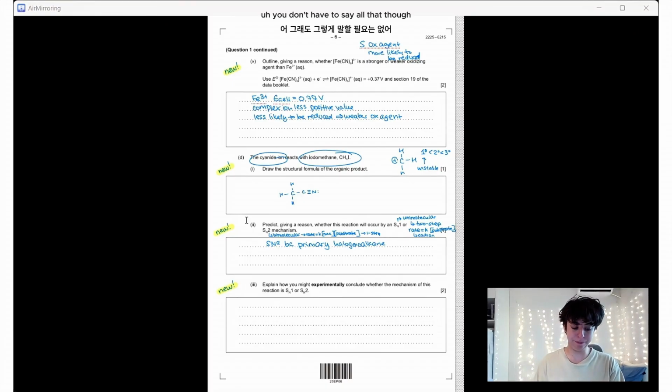You don't have to say all that though. And so this part 3 is to explain how you might experimentally conclude whether the mechanism is SN1 or SN2.